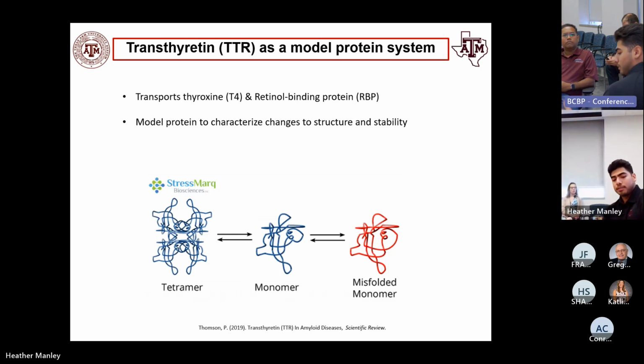Here in the illustration below, we have an example of a tetrameric protein that, under certain conditions, can dissociate into monomers. These monomers can undergo misfolding, and this misfolding can eventually result in the creation and clustering of what we call oligomers, aggregates, or fibrils.